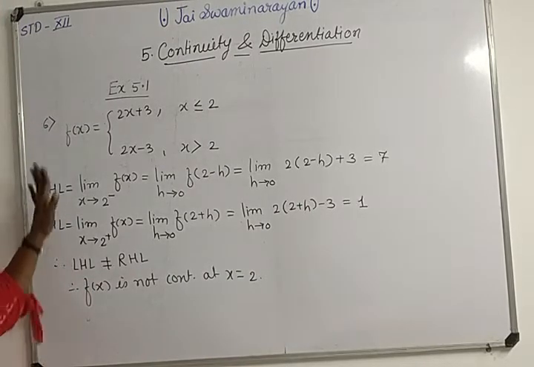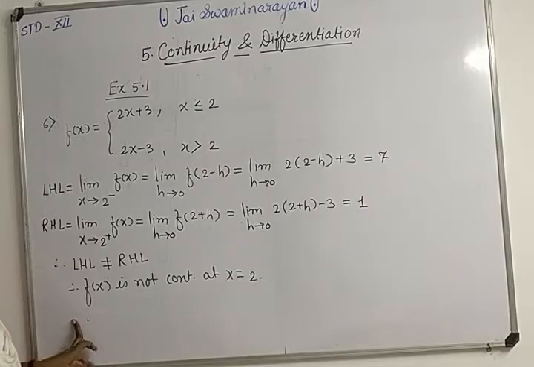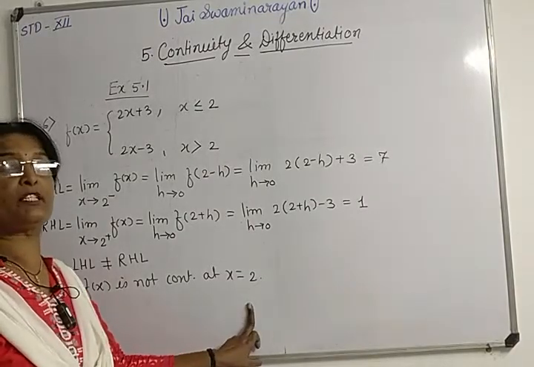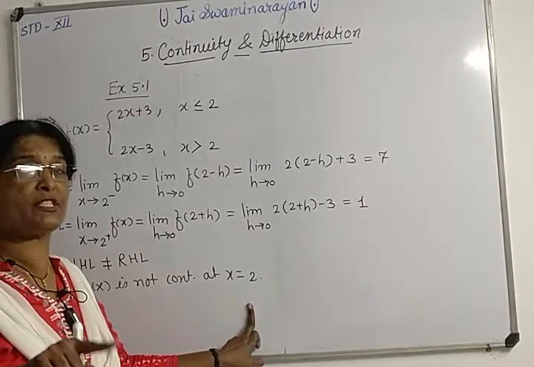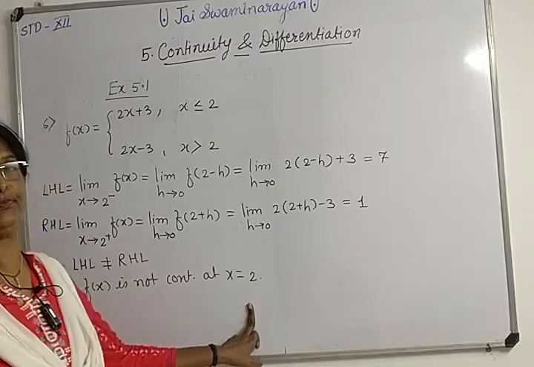I hope all of you understood this. So it is not continuous at 2, means it is a point of discontinuity, so the function is discontinuous at x equal to 2.